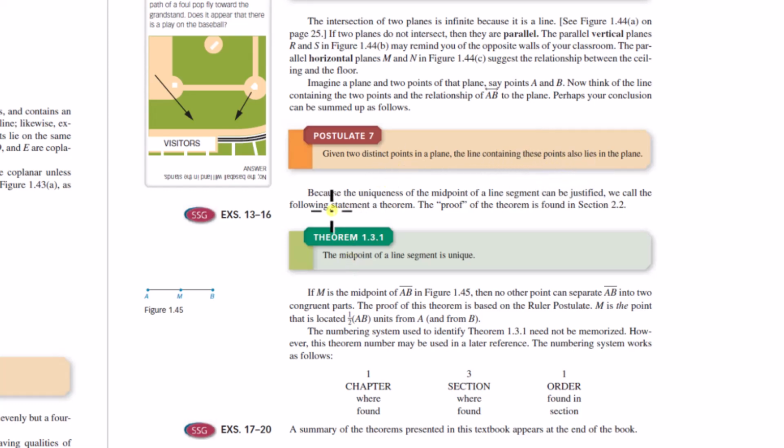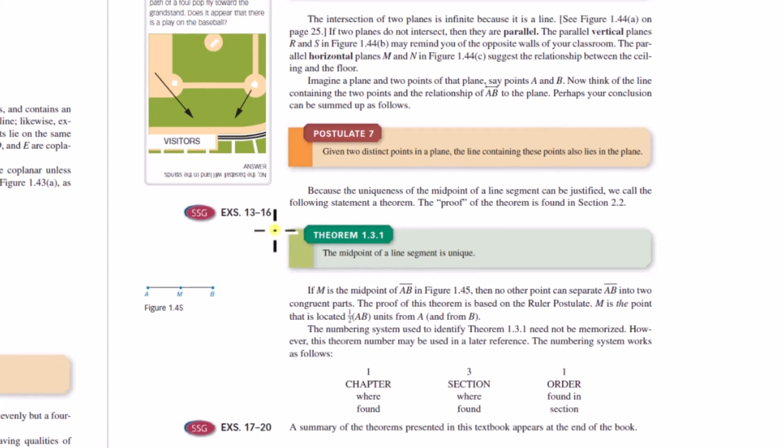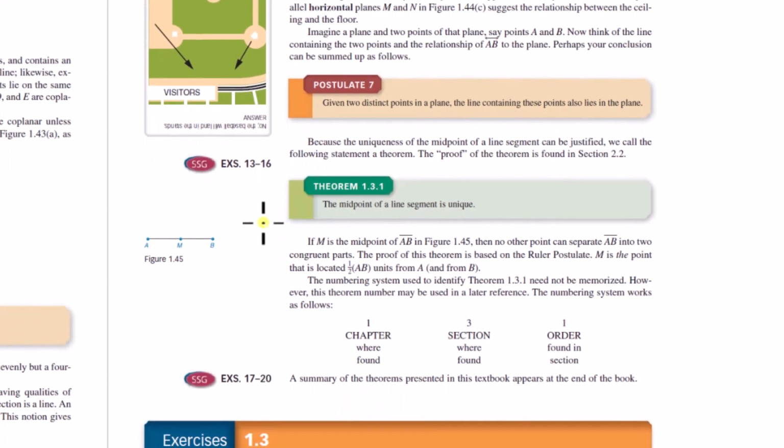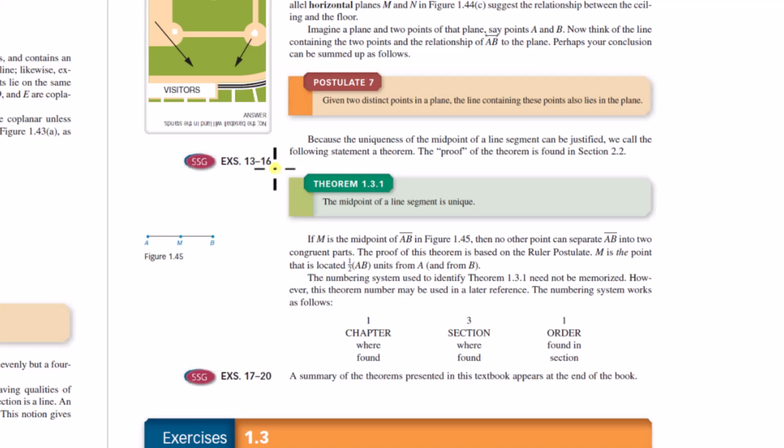Because the uniqueness of the midpoint of a line segment can be justified, we call the following statement a theorem. The proof of the theorem is found in section 2.2. So now we're going from a definition or postulate to an observation we're making as a result of the definitions and postulates we've come up with so far. This is something that you can prove and justify. So the uniqueness of the midpoint of a line segment can be justified.